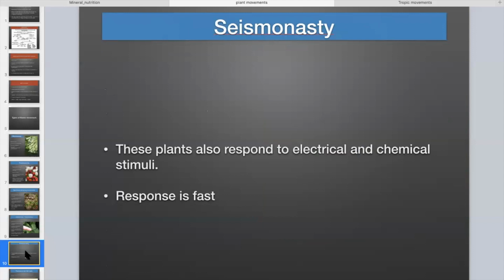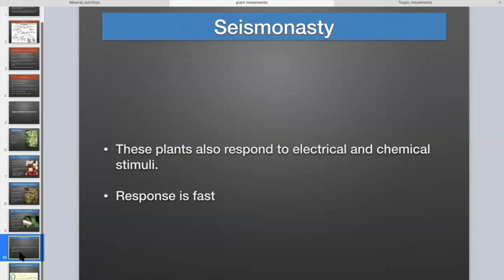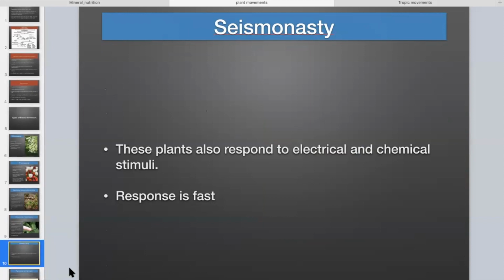Seismonastic movement is very, very fast to the stimulus. Already I told you, it may be due to touch, it may be due to electrical shock, or it may be due to any chemical stimulus. Suppose any chemical comes in contact, it may be due to raindrops. So these are all called the seismonastic movements.